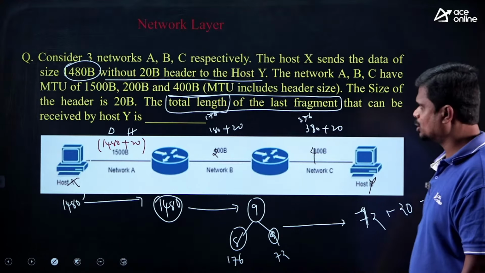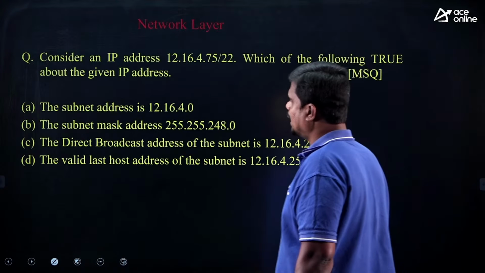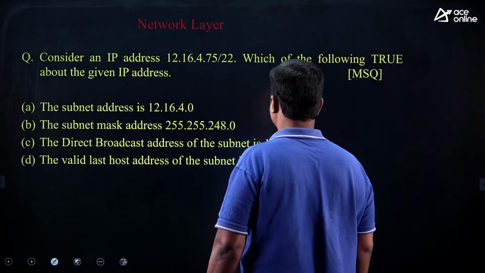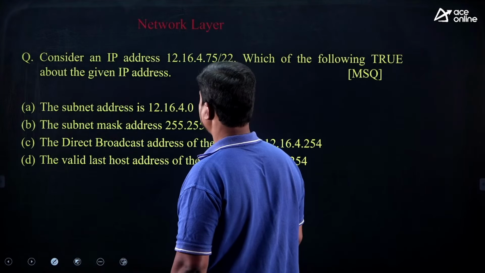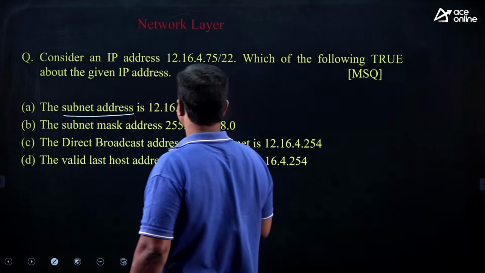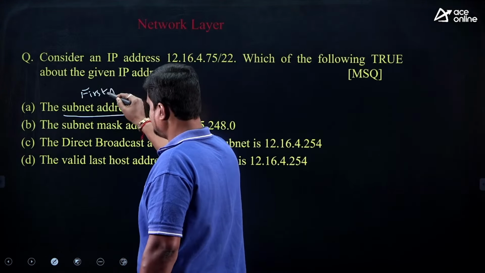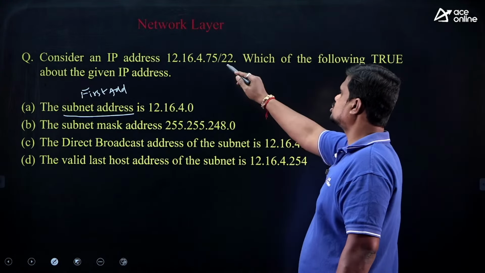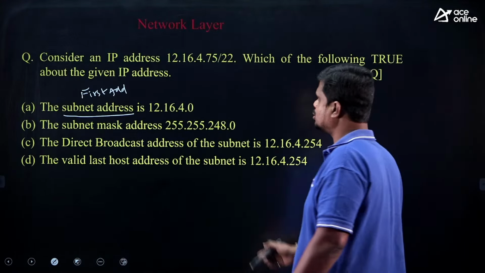Right. So next, coming to this question. Consider an IP address 12.16.4.75/22. Which of the following is true about the given IP address? The question is asking about the subnetwork address, which means your first address. So simply I have to find the first address. To find the first address, what should I do? I should set the last 32 minus 22, that is 10 bits, to all zeros.